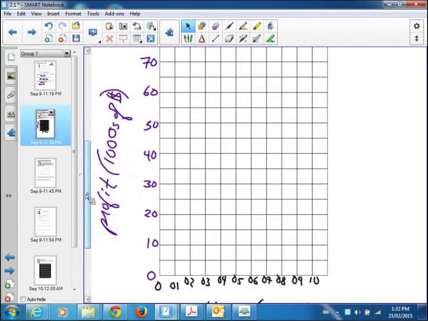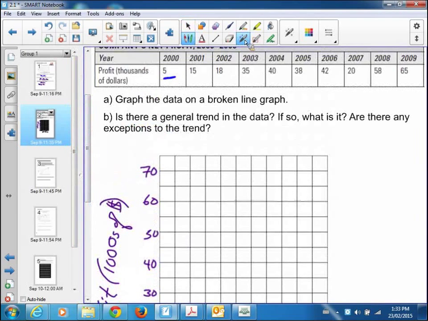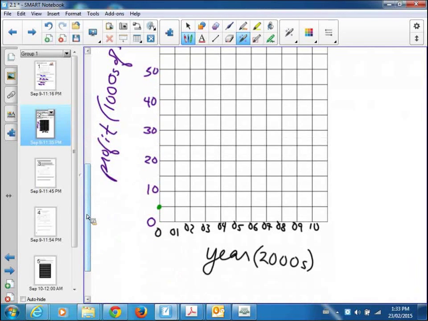Okay. Now, graphing the data on the broken line graph. What do you do after that? Well, in the year 2000, start with $5,000. I'm going to use green for this. So I'm going to go with the 5,000 right there. From here, right? Then 15, 18, and so on. So the next year, I'm going to go with 01. How much is that? It's 15. That's about that.